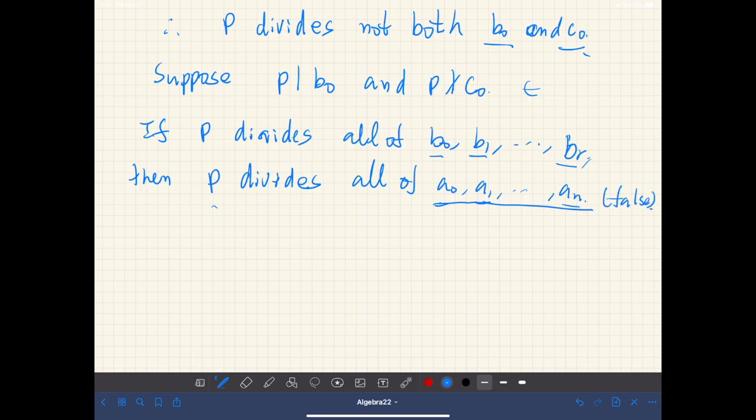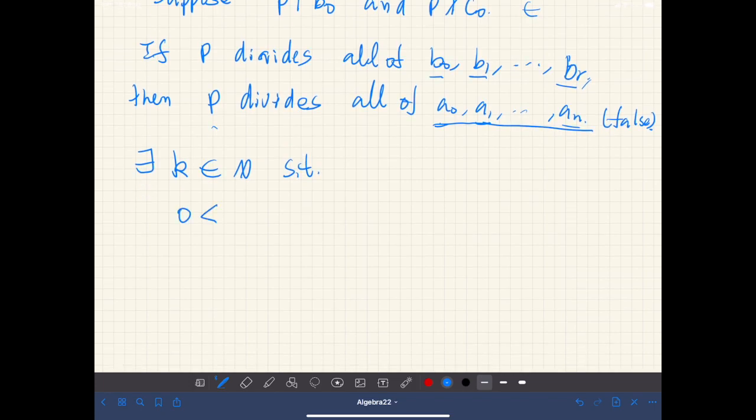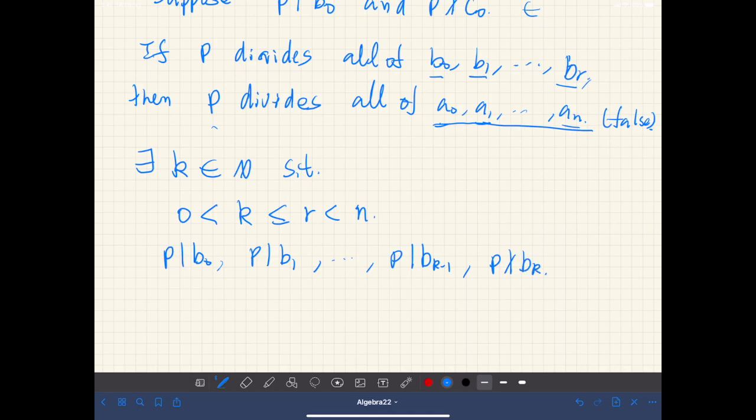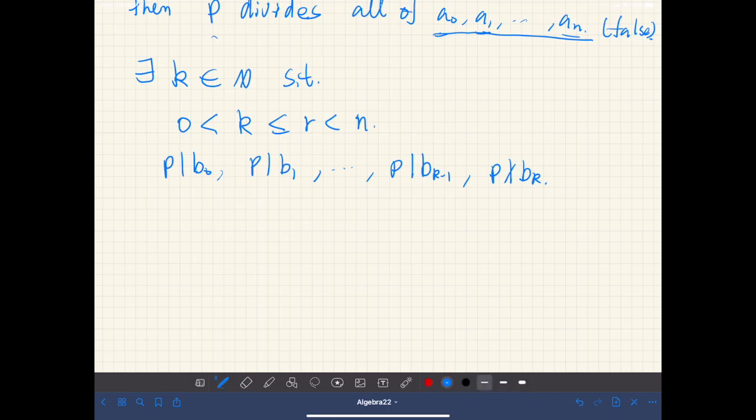So what this means is that there exists an integer, a natural number k, such that k is greater than 0 and less than or equal to r, and p divides b0, p divides b1, and p divides up to b(k-1), but p does not divide bk. Okay, there is such a k.